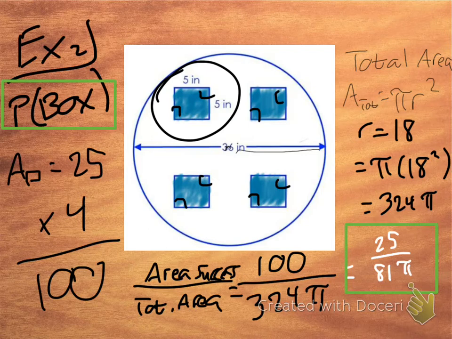Now, we don't put any units here because we're not talking about area specifically. We're talking about probability, so it's just a ratio. There's no units. We're not changing it to percent. We're not saying it's square inches or square meters, because if this is square inches and this is square inches, then those cancel each other out, so we're not dealing with a unit. That would be your final answer.